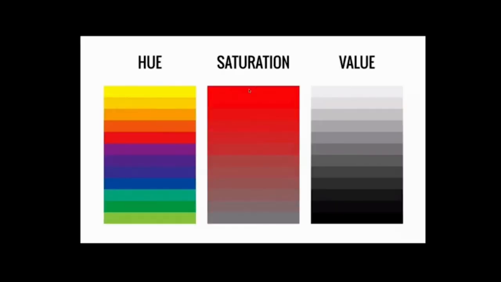Saturation is how much or how little of that color is actually in that hue. So as you subtract color, it's going to get a little more dull. And as you add color, it's going to get more vibrant, as it is here on the top. Value, on the other hand, is the lightness or darkness of a color. So if you add black, it's going to get darker. If you add white, it's going to get lighter.